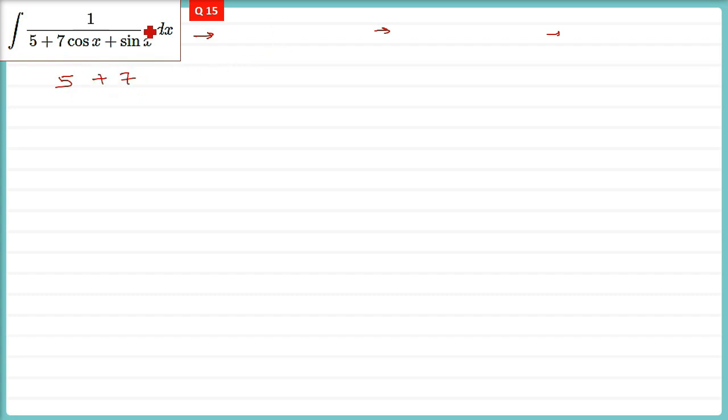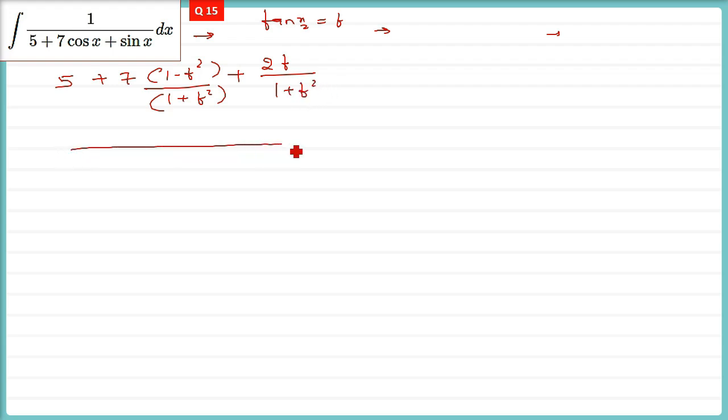So 7 into, what is cos x? Now tan x by 2, I'll just represent it right now with a t, just to make it simpler to understand. So 1 minus tan square x by 2 divided by 1 plus tan square x by 2. Sin x will give you 2 tan x by 2 by 1 plus tan square x by 2. Now take the LCM now. Please remember that we are just dealing the denominator right now. So 1 plus tan square x by 2. Now 5 into 1 plus tan square x by 2 will come. Other things remains the same.